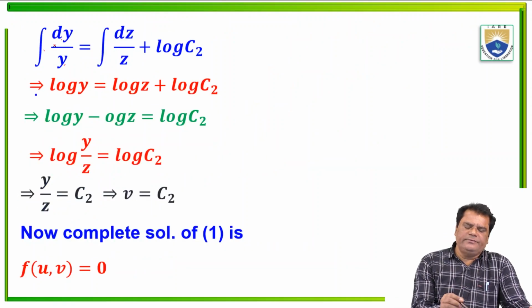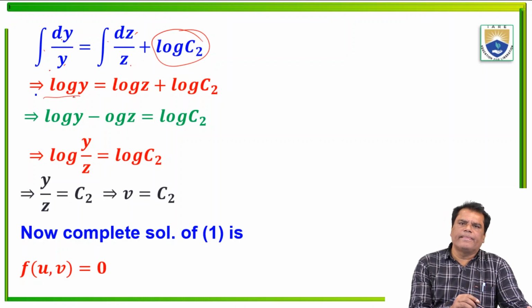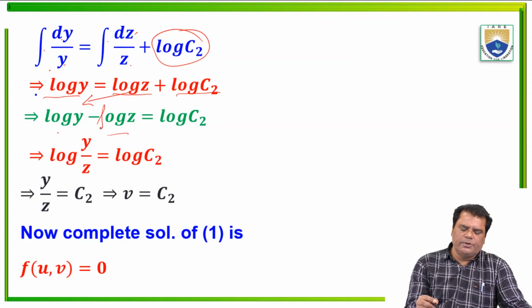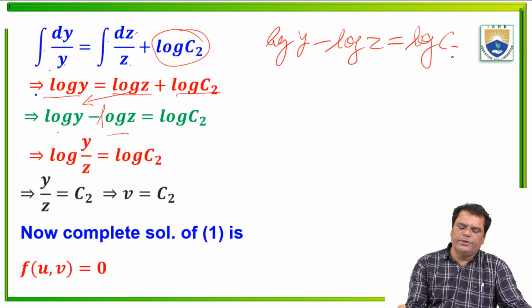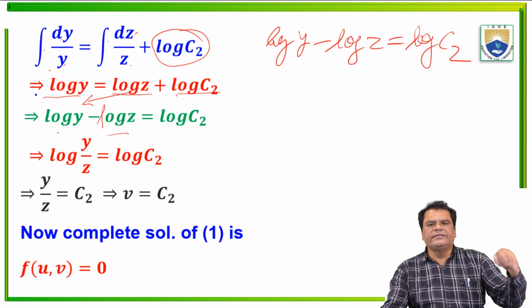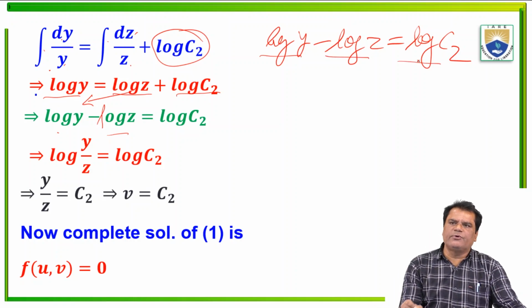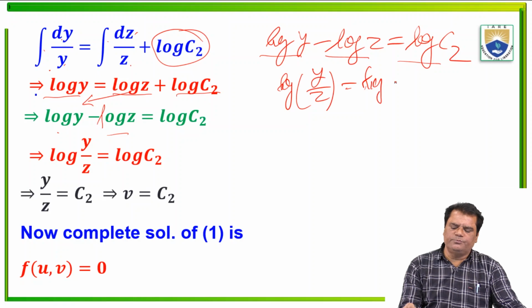dy upon y integration equals dz upon z integration, plus an arbitrary constant. So integration of dy upon y is log y equal to log z plus log c2. Taking log z to this side, log y minus log z equal to log c2. This is the second solution, so we write another arbitrary constant: the first solution has c1 and the second solution has c2.